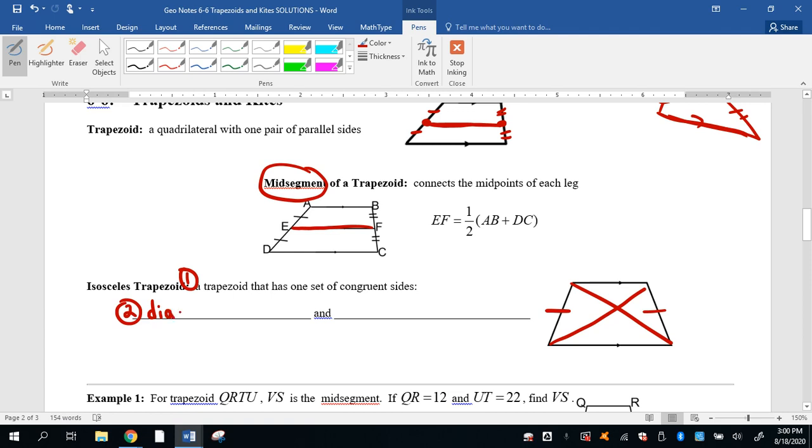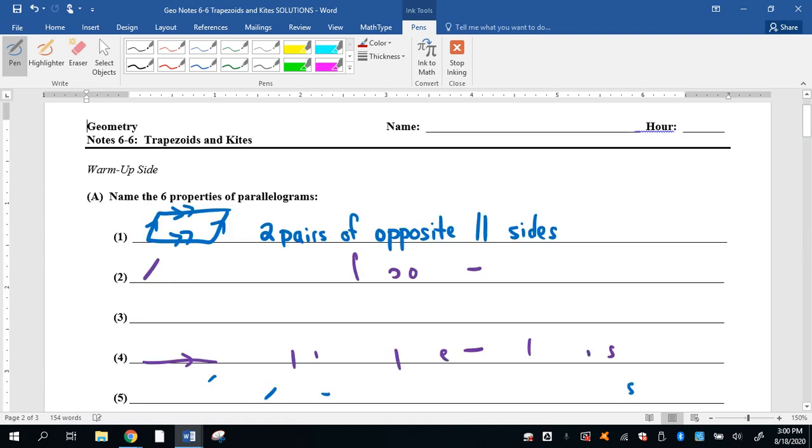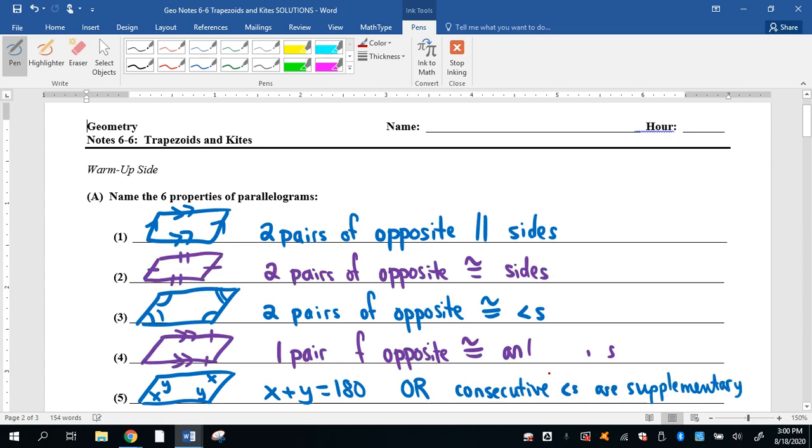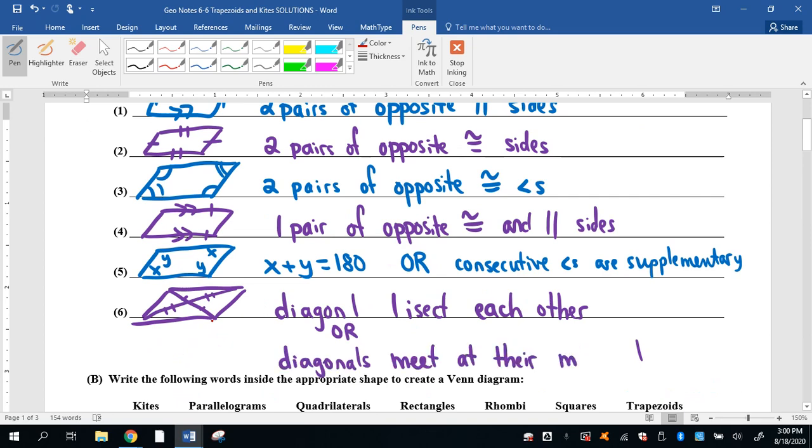So diagonals are congruent. And one last thing is when you think about the symmetry of an isosceles trapezoid, those are the same. These base angles are the same, and these top base angles are the same. So 2 pairs of congruent base angles. Okay, that's all you need to know with trapezoids and isosceles trapezoids. So let's go ahead and try those problems on the back side.